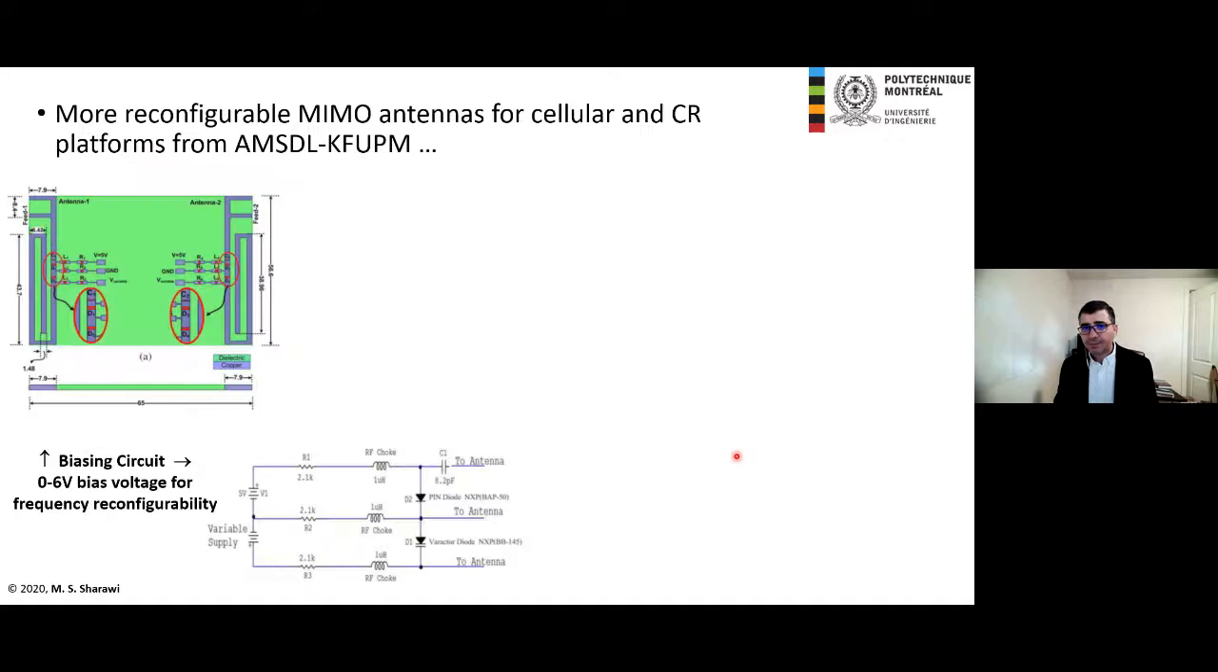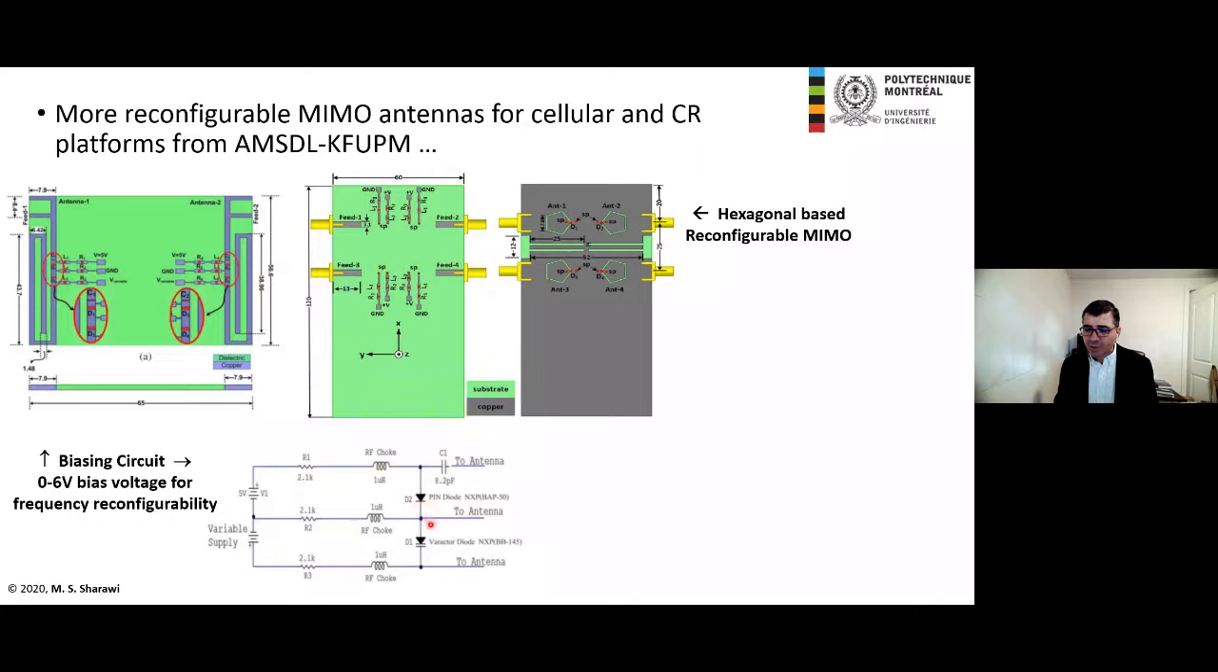Of course, the reconfiguration was done using electric circuits with PIN diodes and varactor diodes. The PIN diodes were acting like switches, the varactor diodes were acting like voltage controlled capacitors, and we were able to fine tune and band tune the various elements of the various antennas. Of course, we came up with many different geometries for many different applications, and we enhanced the port isolation using defected ground structures as well as other techniques.